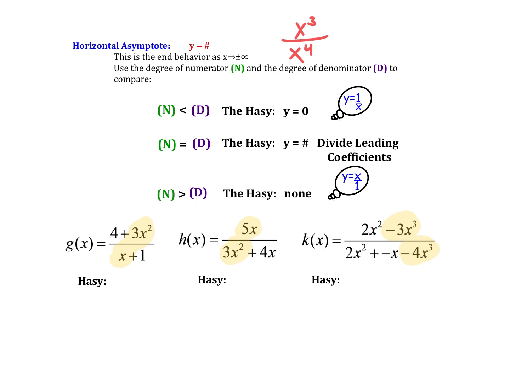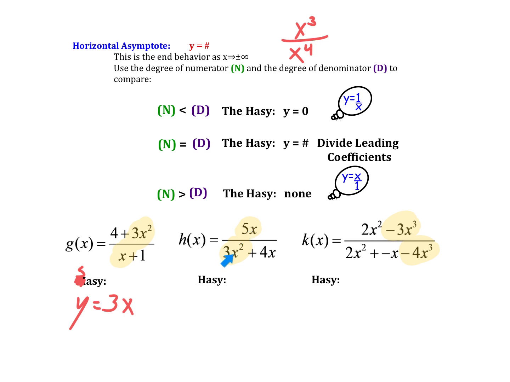All right, so let's take a look. Here I've got 3x squared over x. Well, x squared is clearly more x power, higher degree. So we'd have a horizontal asymptote at 3 over 1 times x. So that is a slanted asymptote, not a horizontal asymptote. We'll call that a sassy.